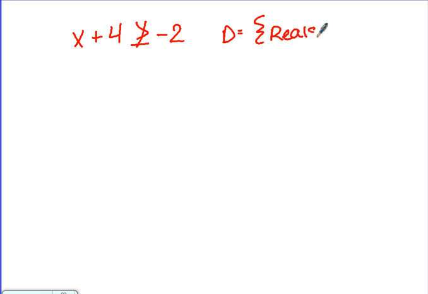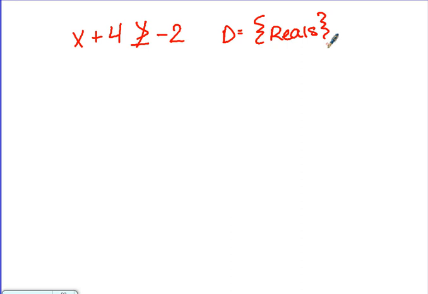All right, let's try another one. Let's do x plus 4 is not greater than or equal to -2. And let's graph it on the basis of real numbers. All right, in order for us to graph this, we need to make the statement true. But we also need to get x by itself.